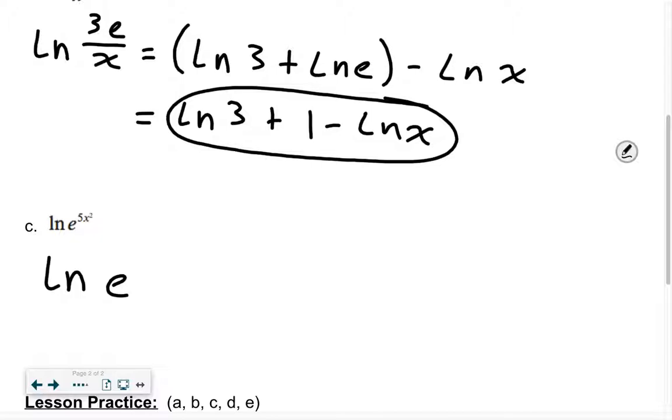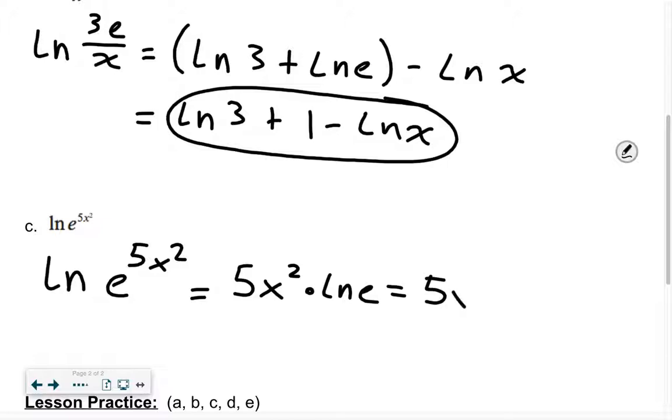Natural log of e raised to the 5x squared. You could use your inverse property at the beginning. Base and of are the same, so it's just equal to your exponent. But I would like to use my power property here. So I'm going to bring the 5x squared down times the natural log of e. And I know the natural log of e is 1. Therefore, 5x squared.